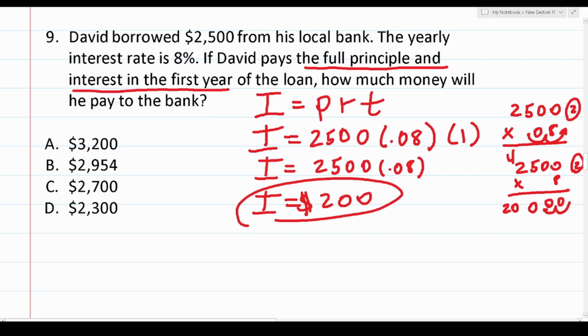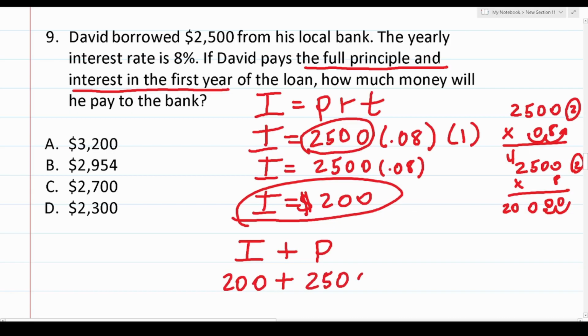Well, we know he's going to pay $200 in interest, but we want to know what interest plus the principal is going to be. Well, interest is 200 and principal is given to us as 2,500. So 2,500 plus 200 is going to be $2,700, which is C. Again, whenever you take a loan, you have to pay back the principal, which is the amount you borrow, plus the interest accrued, interest plus principal. Okay, so that's this one.